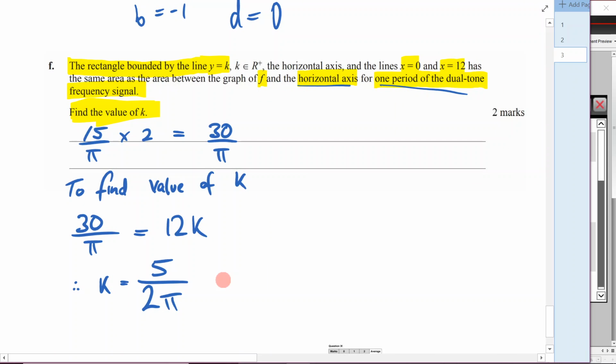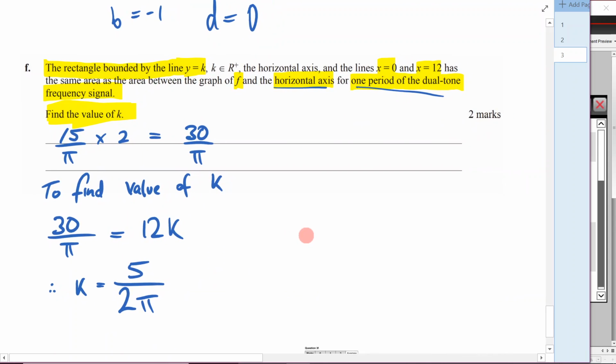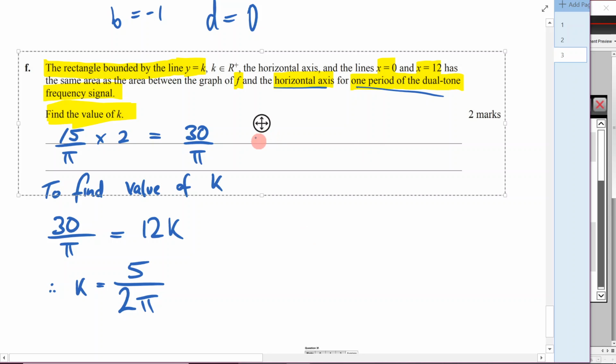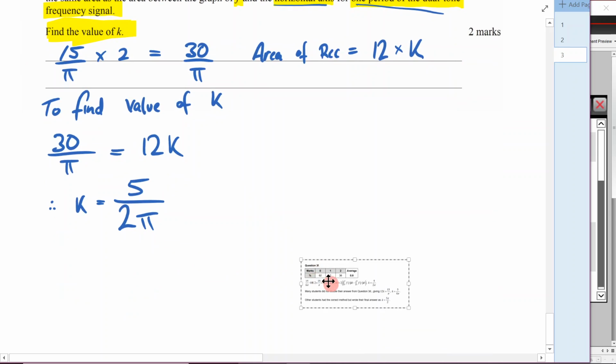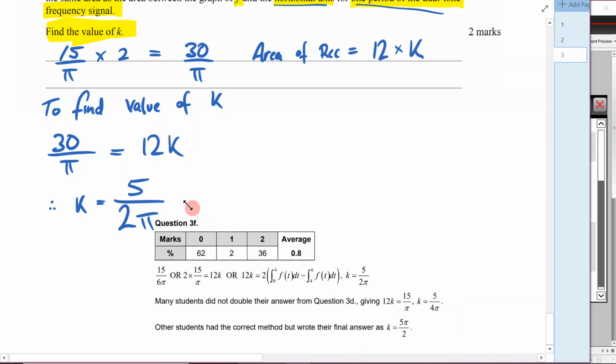It never hurts to put in more information here. So you also might want to put in area of rectangle is going to be equal to 12 times k. That information's already kind of there, but I think that would be enough. All right, let's come and look here for a moment.